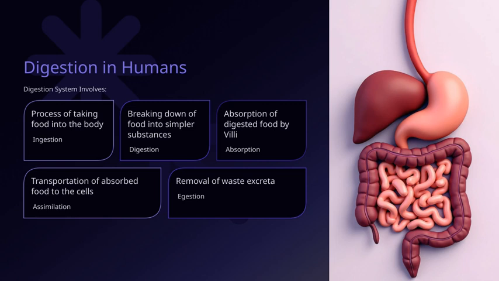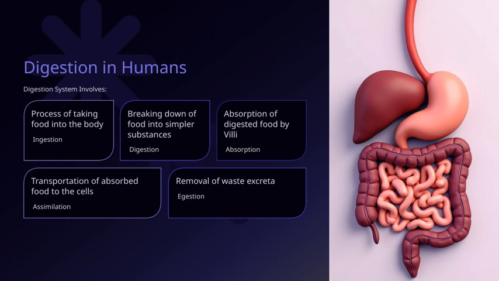First up is ingestion, which is simply the process of taking food into the body. This is the very first step where we actually put food into our mouths. Next, we have digestion, which is the breaking down of food into simpler substances that our bodies can absorb and use. Think of it as turning a big, complex meal into smaller, manageable pieces.